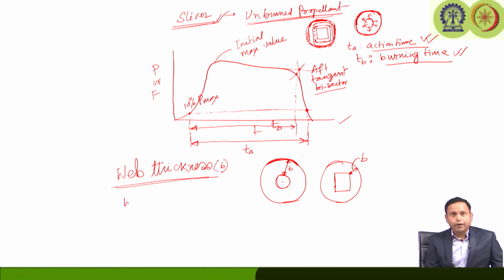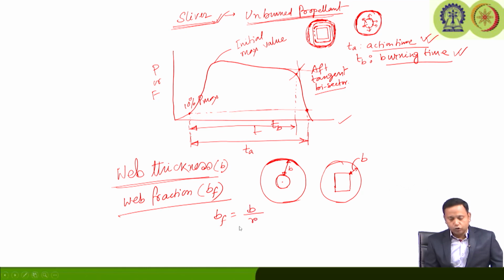Then we define web fraction, which is symbolized as Bf. It is defined as the web thickness divided by the radius of the grain, or we can just write it in terms of 2b by the diameter of the grain. Another terminology is called volumetric loading.